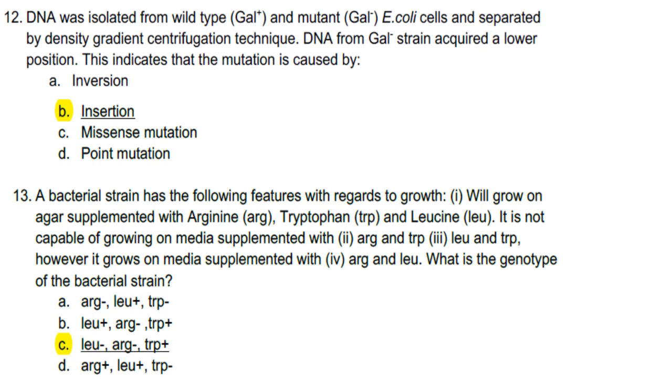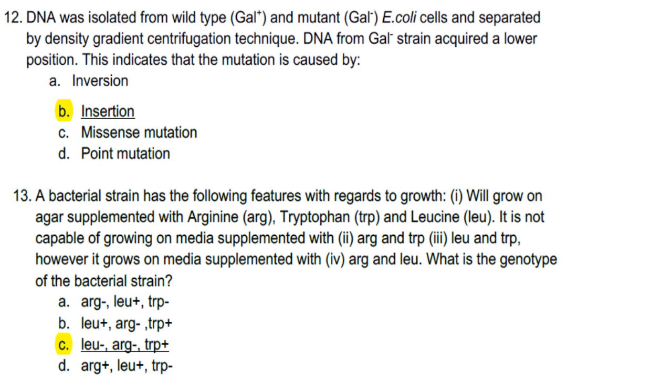Then next one. A bacterial strain has the following features with regard to growth. Will grow on agar supplemented with arginine and tryptophan. So it must be arginine minus, tryptophan minus and leucine minus. It is not capable of growth on media supplemented with arginine and tryptophan. That means leucine has to be supplemented. Only then it will grow. But leucine is not supplemented in the media. So it will be leucine minus.